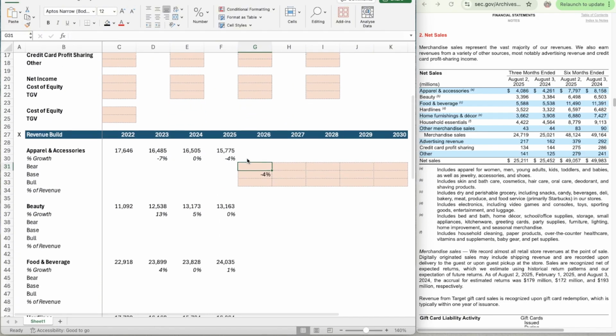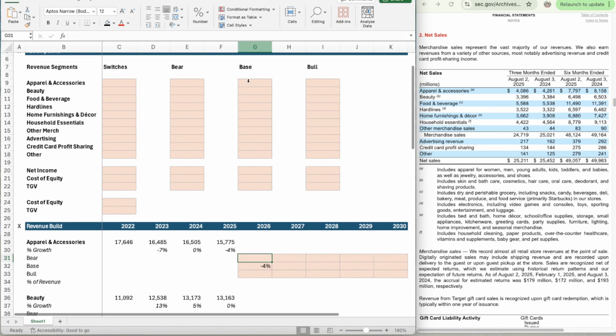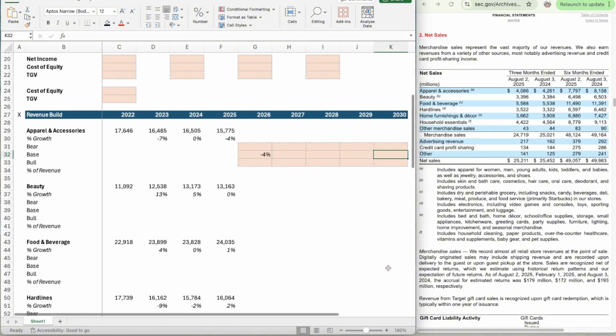So apparel and accessories. Well, let's say it eventually gets to 2% growth. Let's be generous. And the bear case would be 95%, and the bull case would be 105%. So you can bring it down here.